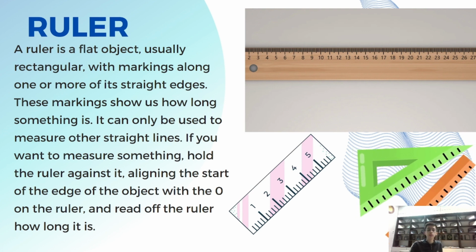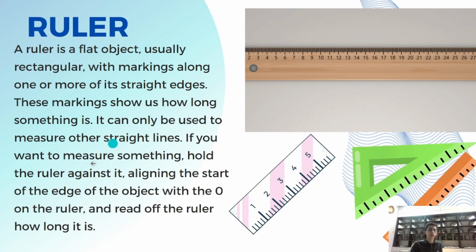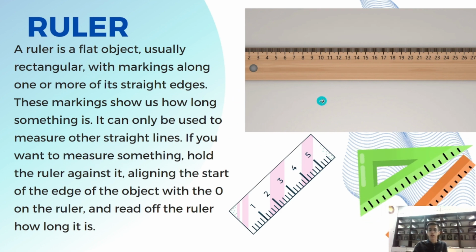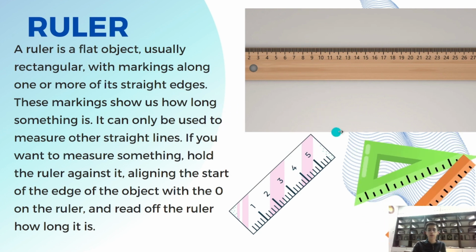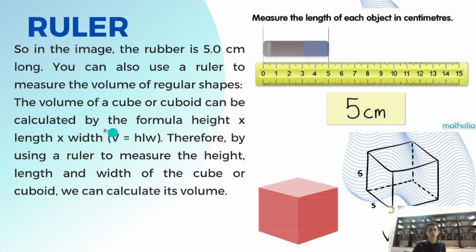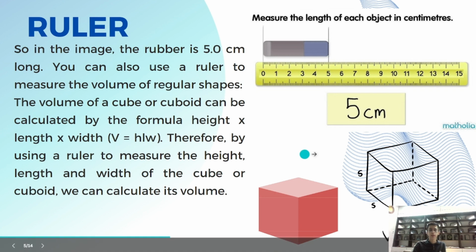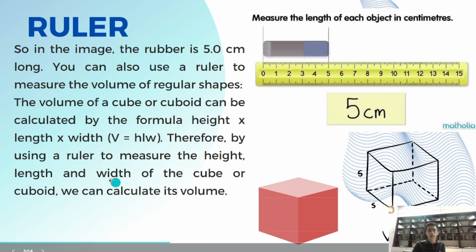If you want to measure something, hold the ruler against it, aligning the start of the edge of the object with the zero on the ruler, and then read the ruler. It should be perpendicular to the object. So how do we read using a ruler? I guess all of you know how to read, but I won't explain it here. I will explain it on the next slides. I will shoot a video and put it there.